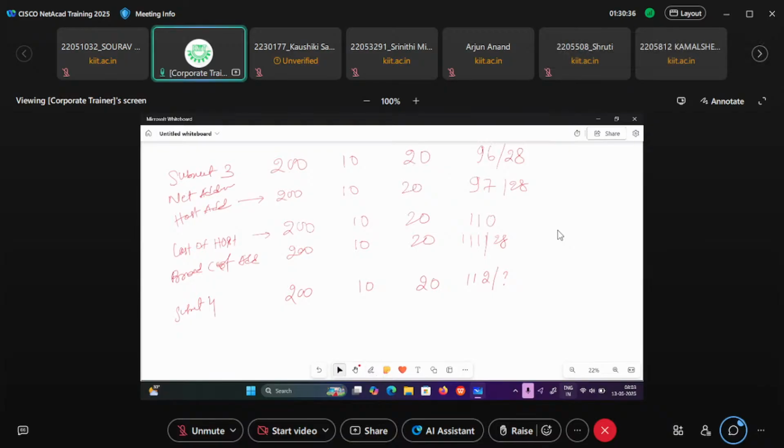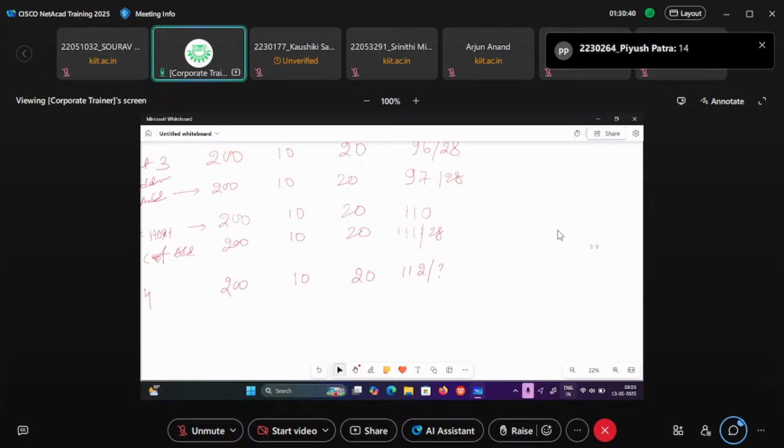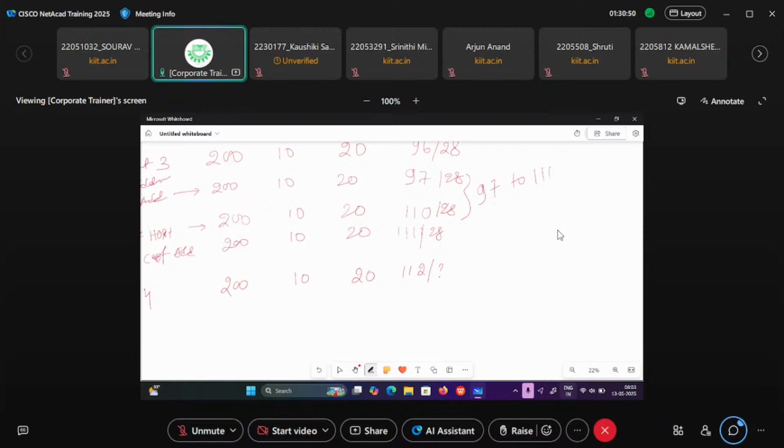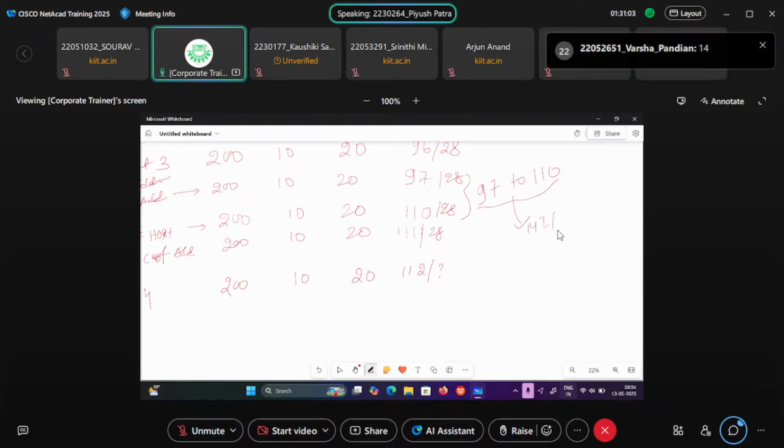110. Yes. So now the value started, just think of it, /28 it will be. So from 97 to 110, that much of IP we have configured for the host from subnet 3. So total how many IPs are available for the host? 14 IPs.